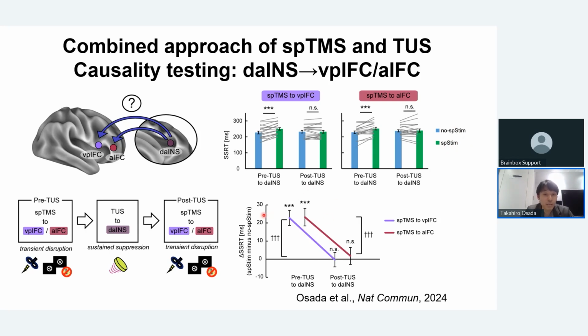So before TUS, we observed prolongation with single pulse TMS to the VPIFC and the AIFC. However, after TUS to the DA-ins, single pulse TMS to the VPIFC and AIFC no longer induced the significant prolongation of SSRT. These results confirmed the causal influence of the DA-ins on both the VPIFC and AIFC.